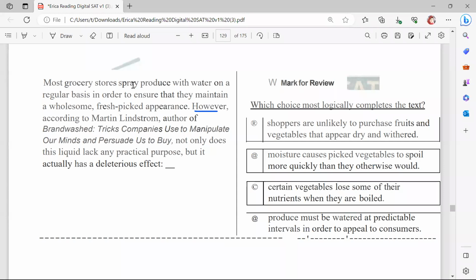Most grocery stores spray produce with water on a regular basis in order to ensure that they maintain a wholesome, fresh, picked appearance. Is it clear? Yes. Okay. However, this is a shift in the tone now. According to Martin Whoever, author of Whatever, our minds, not only does this liquid lack any practical purpose, but it actually has a deleterious effect.